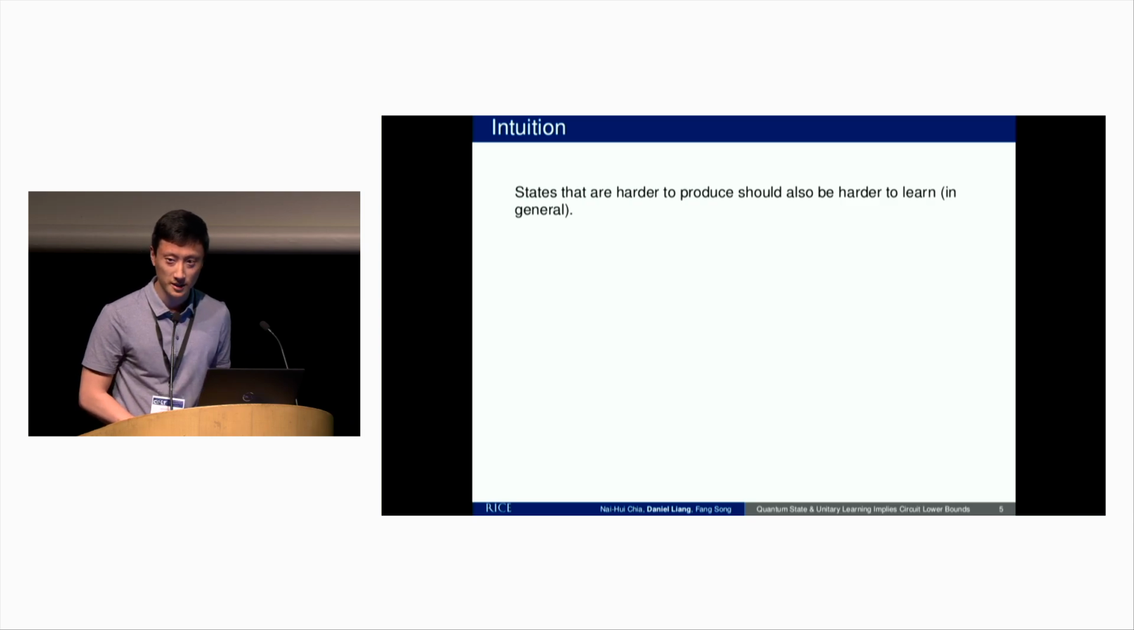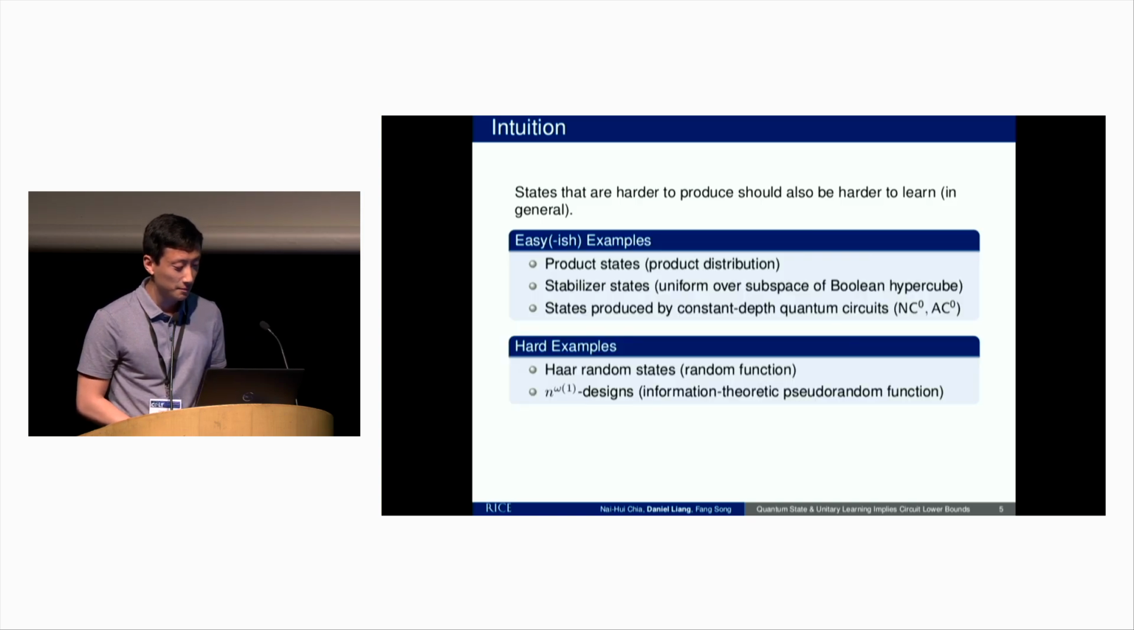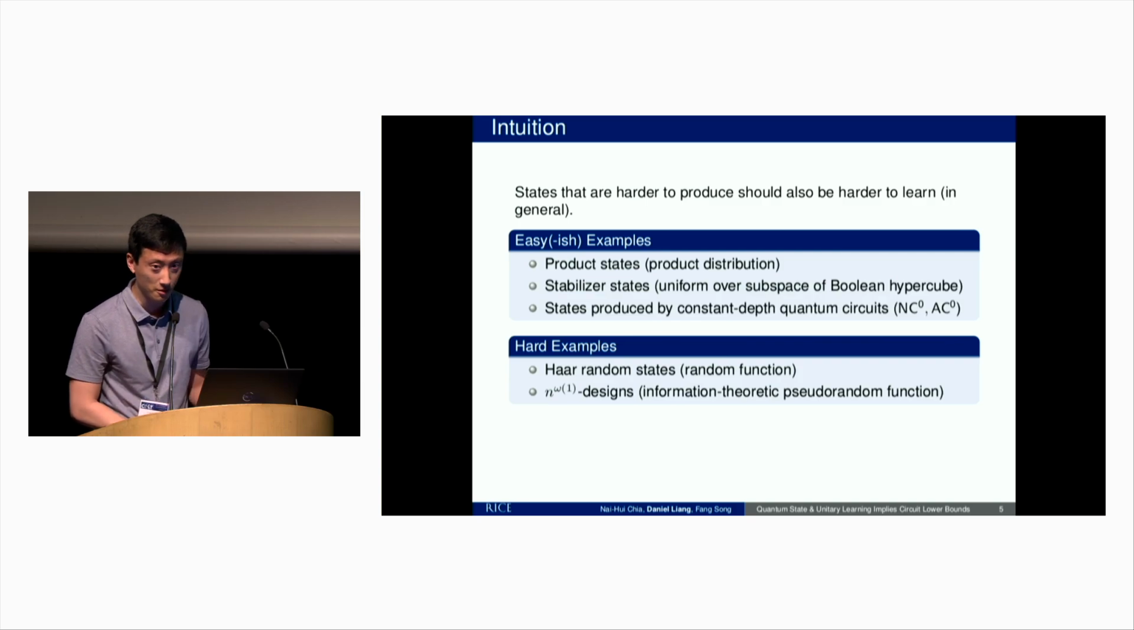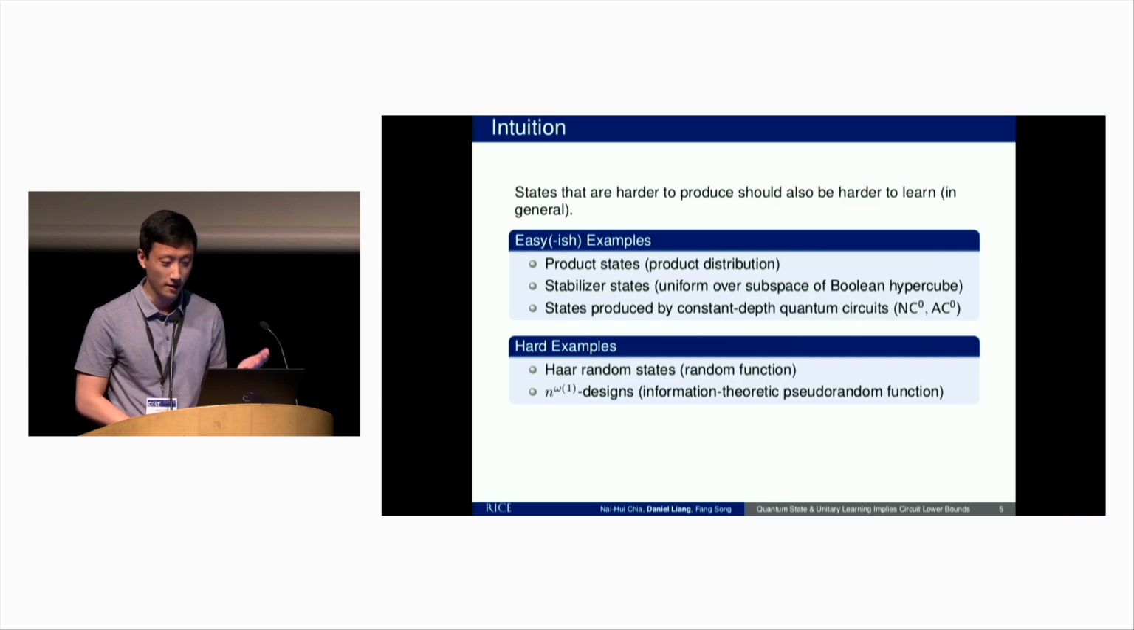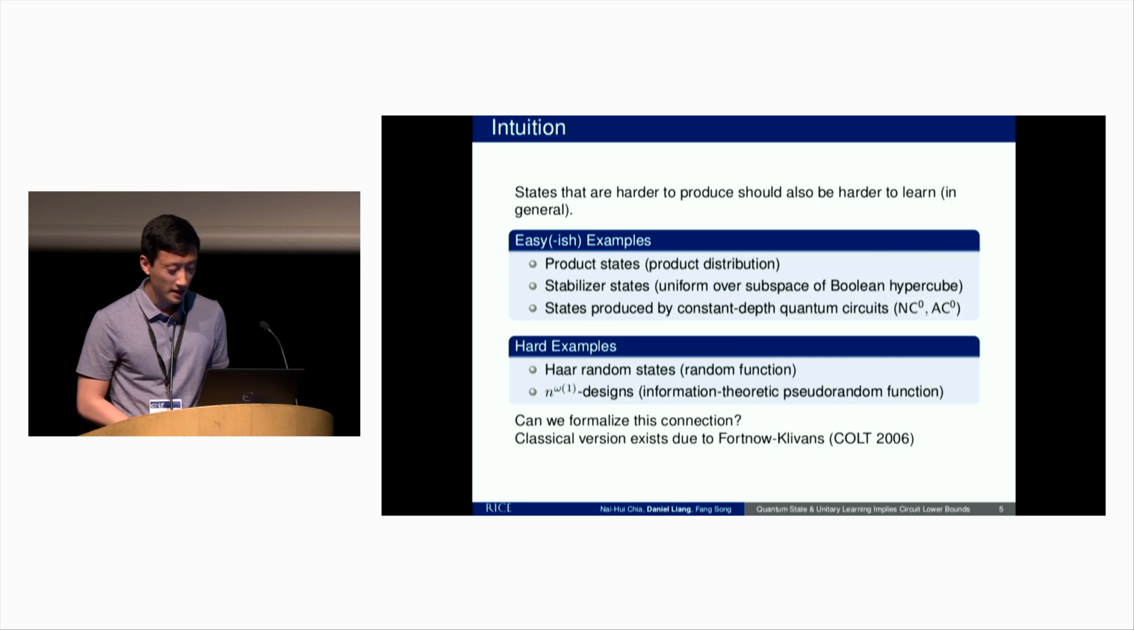And in general, how this relates to learning theory is we know that states or Boolean functions that are harder to produce should also be harder to learn in general. But this is general intuition. We obviously want to formalize these things. As an example, something like a product state or a product distribution is easy to learn. Something like a random function, or in quantum, what we call a Haar random state, will be very hard to learn, just information theoretically. So can we formalize this connection? And actually, a classical version of this exists already. This is due to Fortnow and Klivans from COLT 2006, and there's been a line of work that has appeared in various different conferences that builds on this.